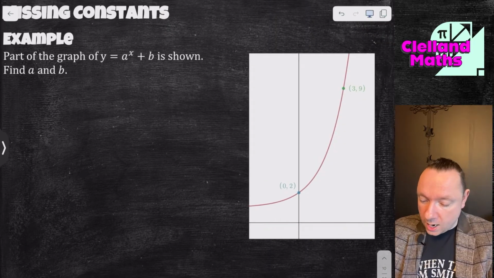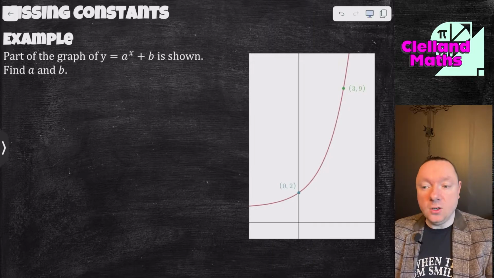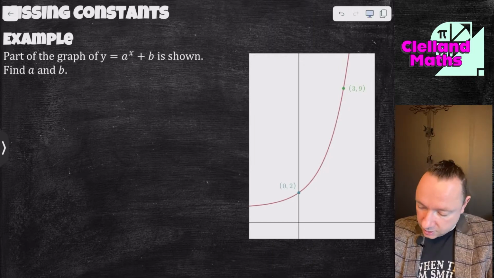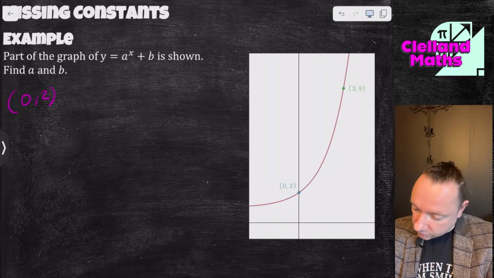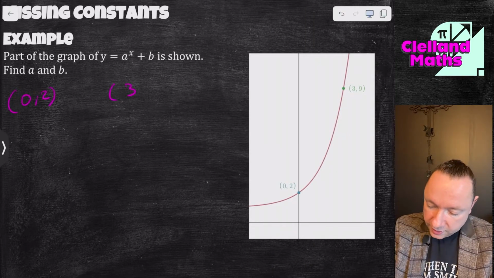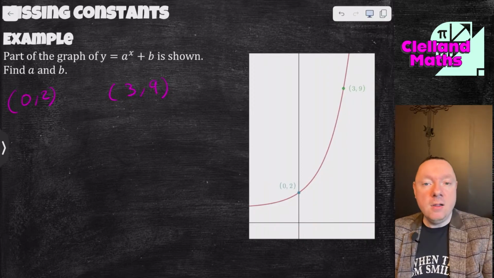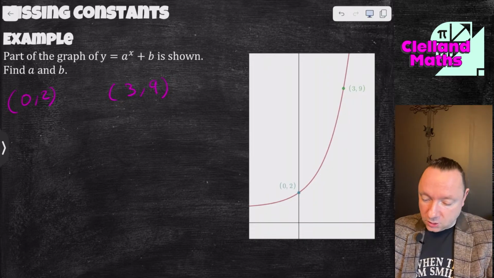Part of the graph of y equals a to the power of x plus b is shown. Find a and b. So we need to look at our points to see what they're giving us. The points they give us are (0, 2) and (3, 9). So I'll just take a note of the points. Now remember, first number's an x and the second number's a y, so we can just sub in.